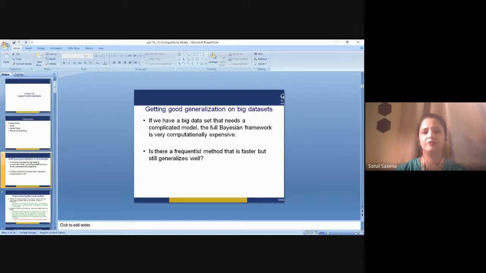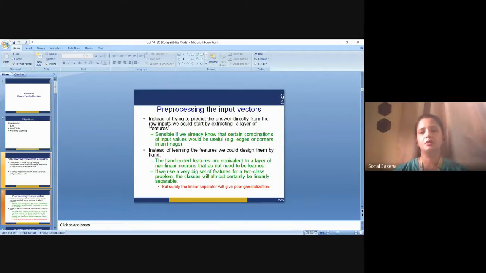So what do we need? We need a method which should prove to be faster and more efficient in comparison to the Bayesian algorithm. First of all, we need to pre-process the input samples, the input data. Instead of trying to predict the answer directly from the raw inputs, we could start by extracting a layer of features. We need to first extract the features or attributes of the samples. It seems sensible, if we already know that certain combinations of these input samples would be useful for us, that instead of learning the features, we can design them by hand, right?